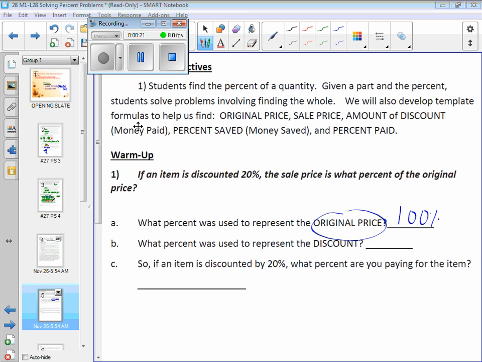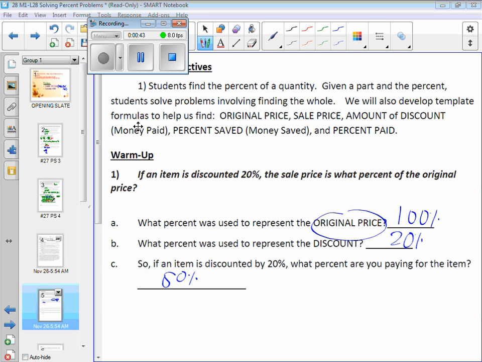All right, letter B, what do you have? 20%. This is where the 20% goes. That's the percent of the discount. Therefore, what is the percent paid? 80. Ryan? 80%. Raise your hand if you got all of those right.